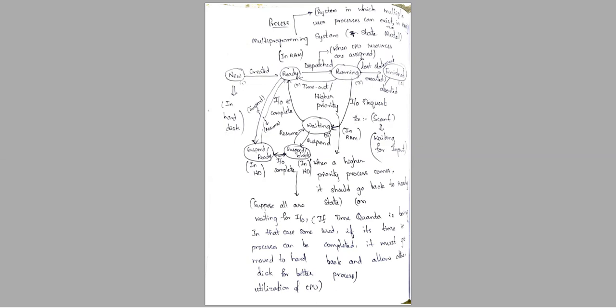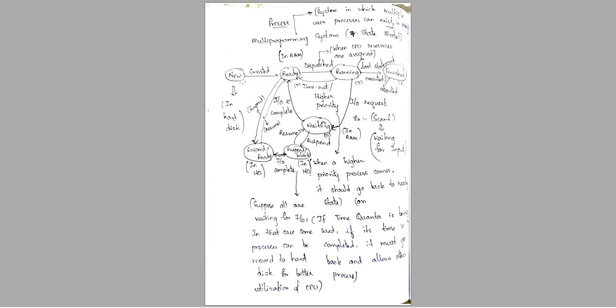Now in this running state, there might be other things happening. Suppose the user should give input to the process, so IO request, that may take time. So in order to save time, the process is sent to waiting state and CPU resources are allocated to other process. So when the process goes into waiting state, it waits for IO. When it is completed, it may go into ready state.